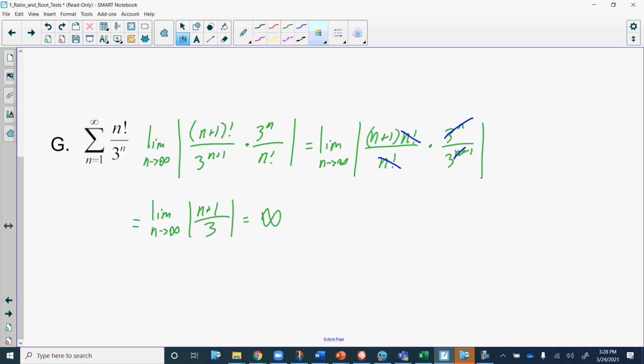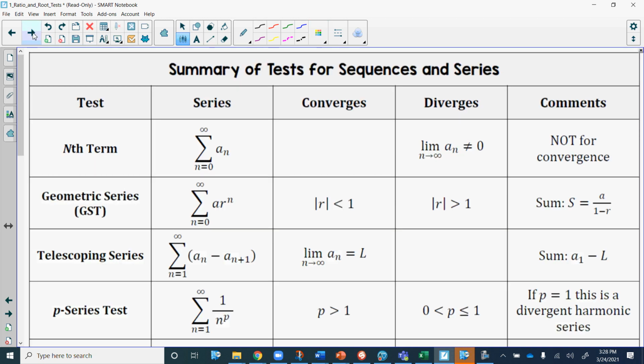And based on what we saw for the ratio test, if the limit of the ratios was greater than 1, and infinity is definitely greater than 1, this series will diverge by the ratio test. So like I said, it takes a little bit of practice really to see which one you might want to use for any particular series that you're going to see.